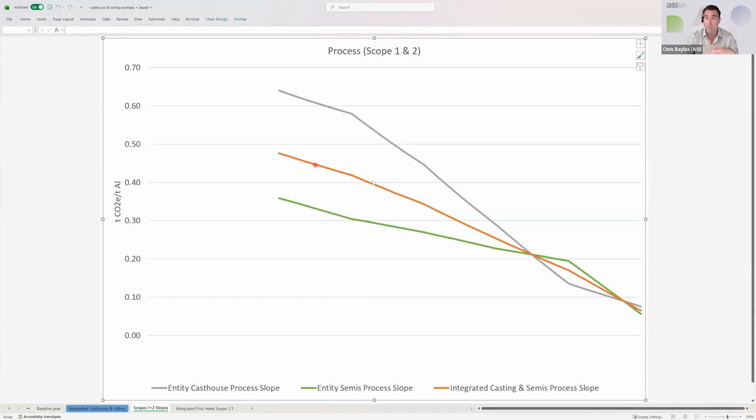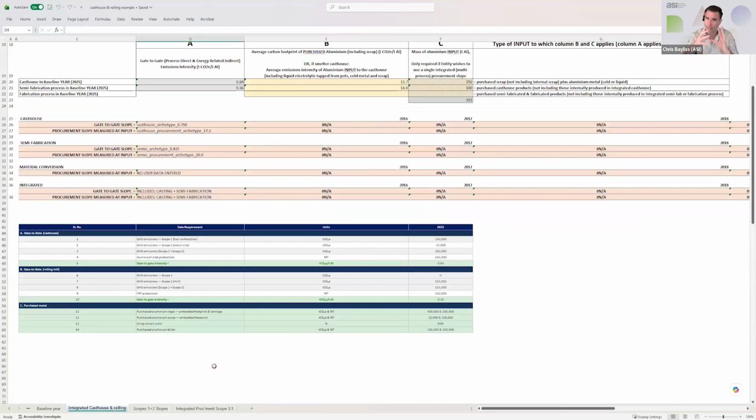An integrated one, if you want to use that between cast house and rolling mill, or separate for the cast house and the rolling mill as well. So these slopes for scope 1 and scope 2 are part of your performance standard conformance. You have to demonstrate, if you're midstream, both a purchased scope 3 slope and a scope 1 and 2 direct slope. So there's a bit more complexity in the midstream.